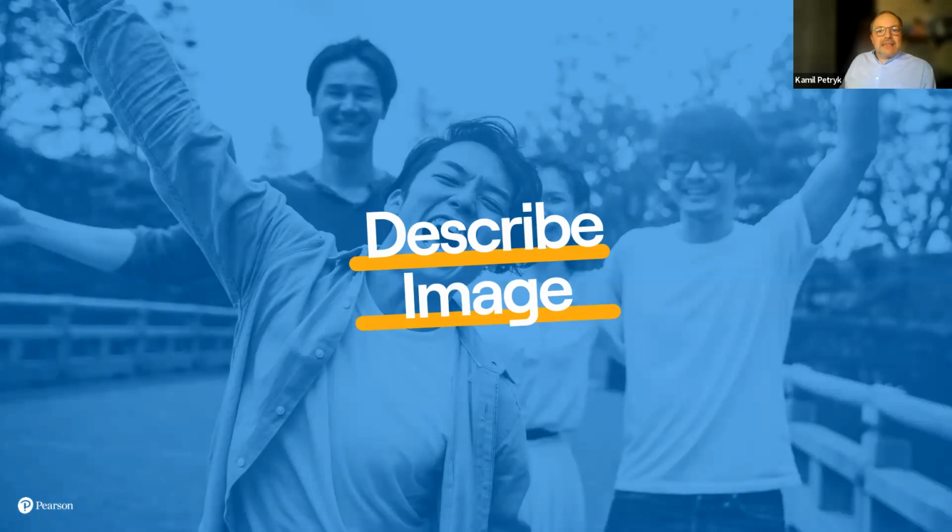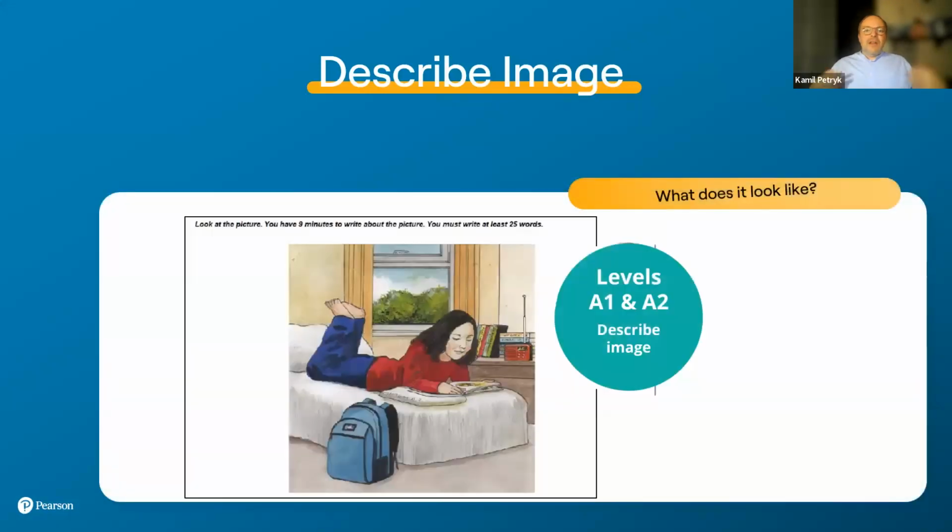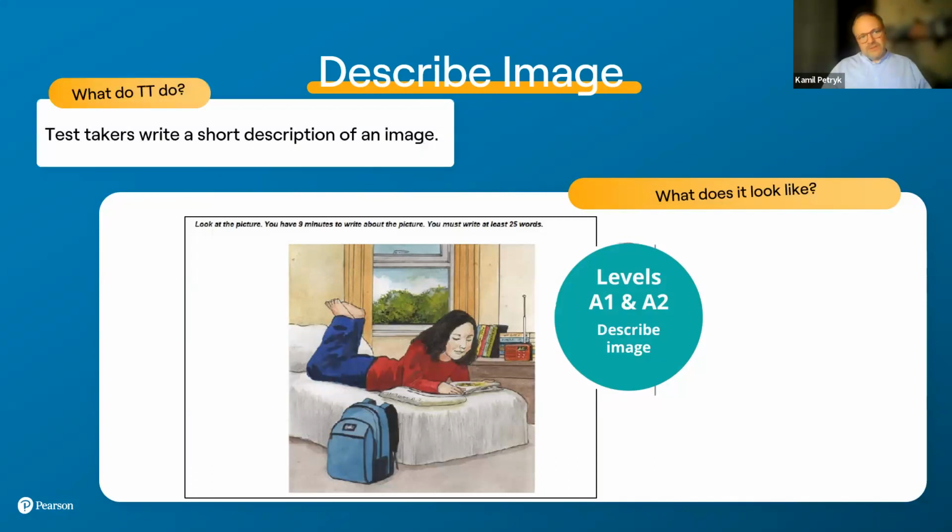Another writing activity in Pearson English International Certificate is short writing task, describe image. Describe image is a task for lower levels, A1 and A2. This is a task, well, they have to write a short description of an image. They have 9 minutes for that, and this is really short because it's at least 25 words.